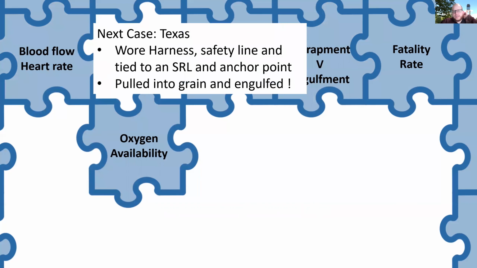Then we see a case in Texas. In Texas, they wore the safety gear that we recommend. They wore a harness. They had a safety line, and they had tied it to a self-retracting line, which, in a sense, if you're falling, tends to clamp down to stop you. It's used a lot in the construction industry. But in this case, it did not help him. When he started drowning, he kept drowning. It never activated, and he ended up getting fully engulfed in grain.